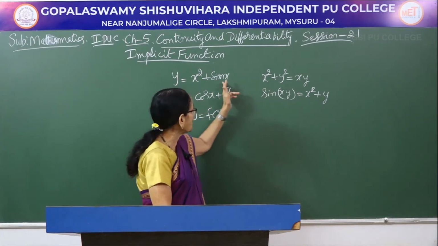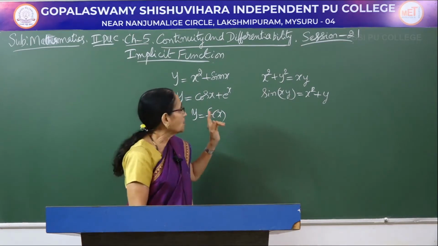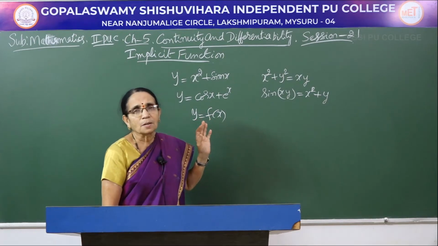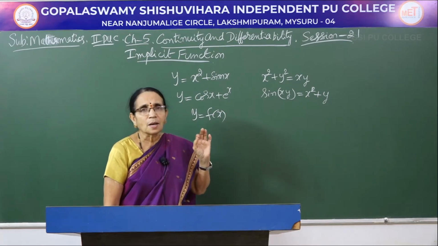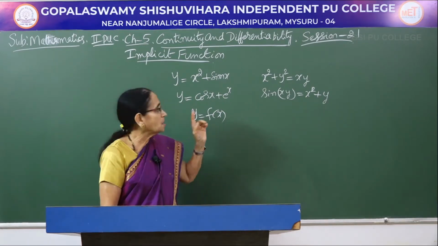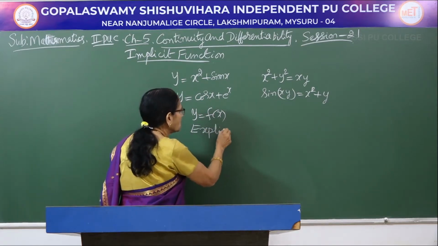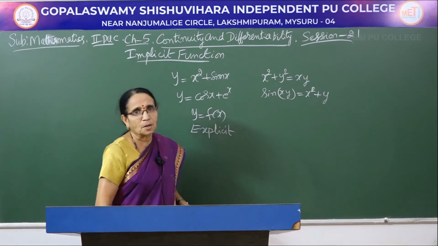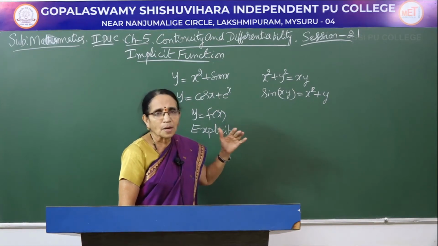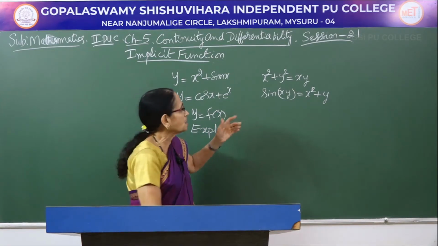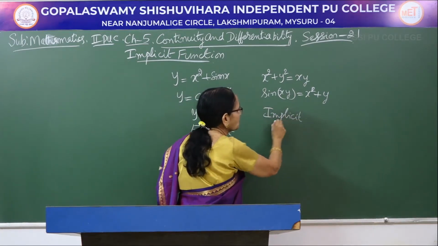So, these functions are called explicit functions. How do you define them? A function in which y is clearly expressed in terms of x, or we use the word, if y is explicitly expressed in terms of x, we call it an explicit function. Now, here y is not clearly expressed or y is not explicitly expressed in terms of x, and such functions are called implicit functions.